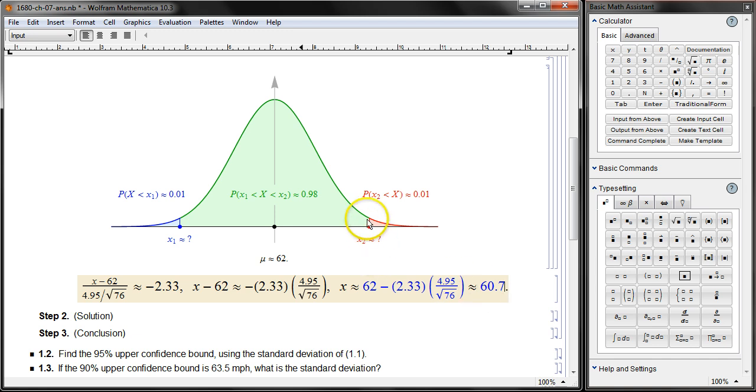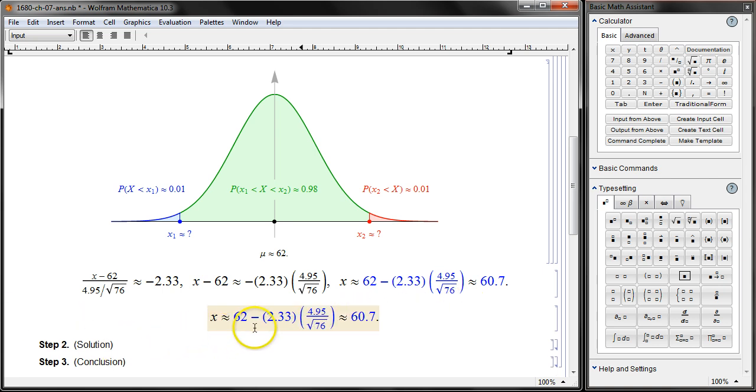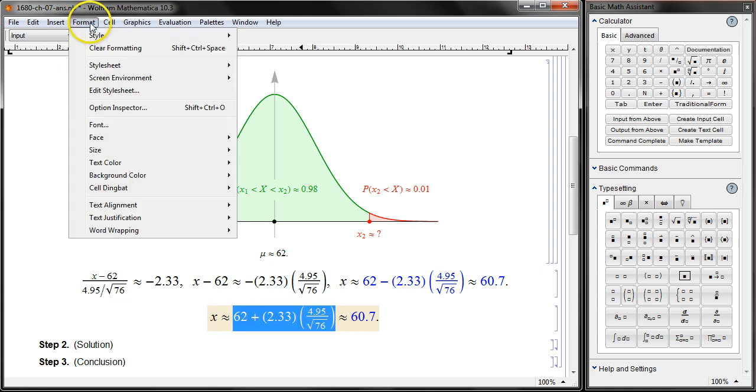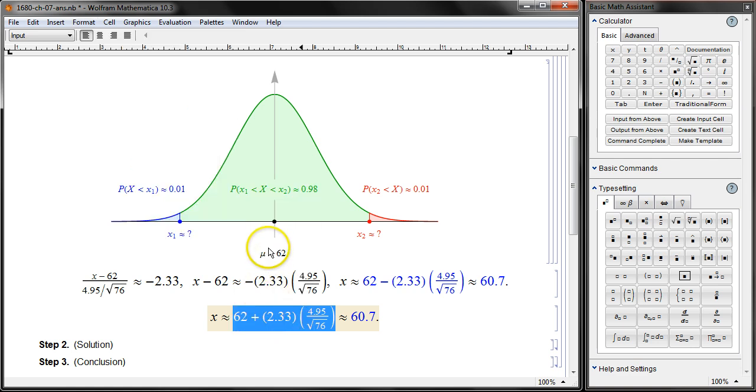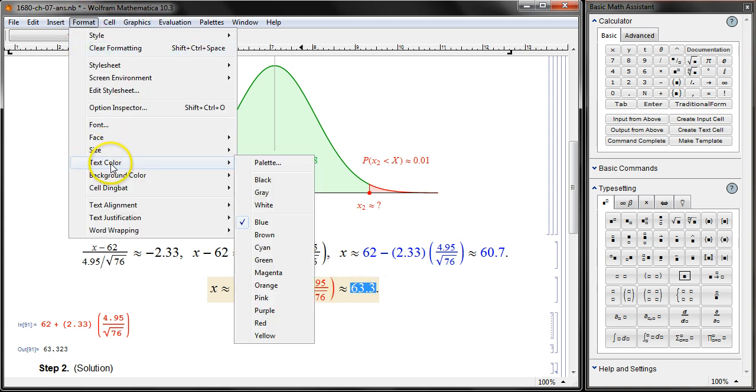Now what if I find out the right-hand side endpoint? It's going to be 62 plus this quantity because of the symmetry. Remember, we went left previously, so this time we have to move to the right. And this computation yields about 63.3. So I'll estimate it as about 63.3.